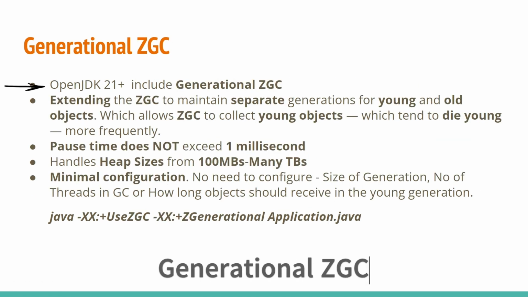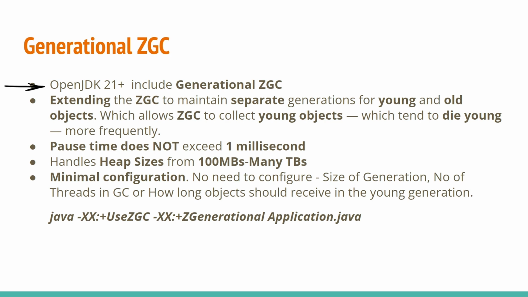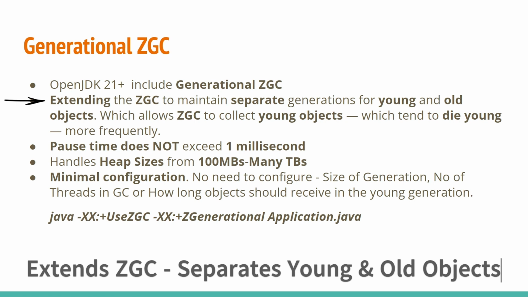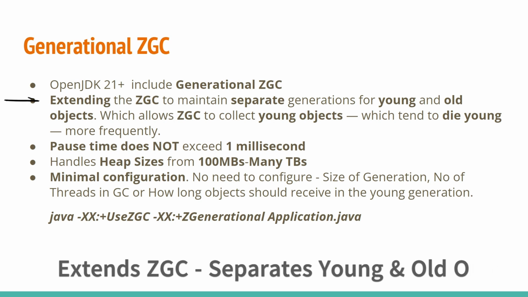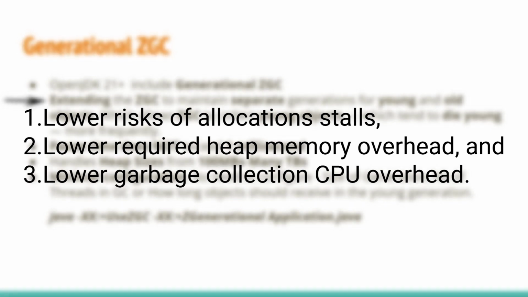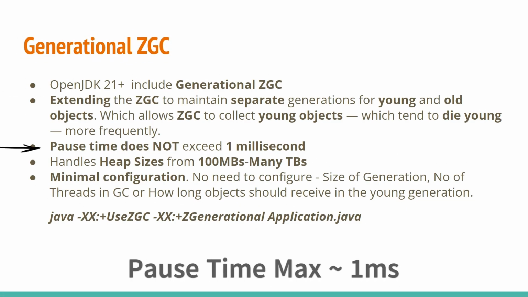Now we come to generational ZGC. OpenJDK 21 and later include generational ZGC. The goal is to improve application performance by extending the existing Z garbage collector to maintain separate generations for young and old objects. This will allow ZGC to collect young objects, which tend to die young, more frequently. Applications running with generational ZGC should enjoy lower risks of allocation stalls, lower required heap memory overhead, and lower garbage collection CPU overhead. These benefits should come without significant throughput reduction compared to non-generational ZGC. The essential properties of non-generational ZGC should be preserved.